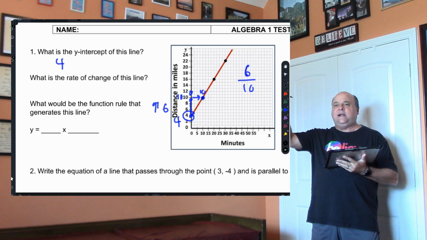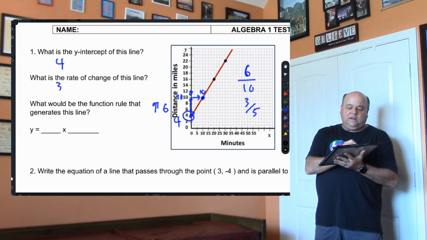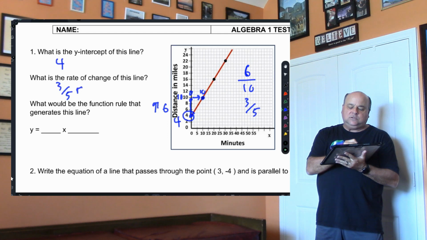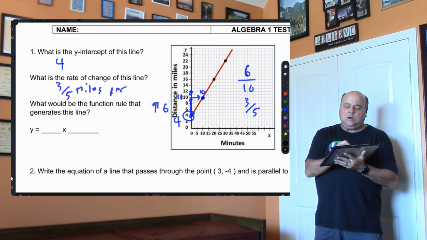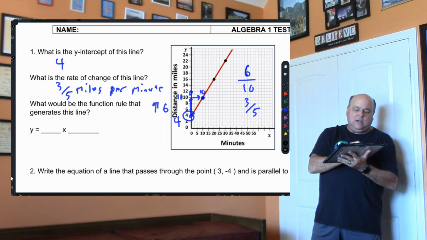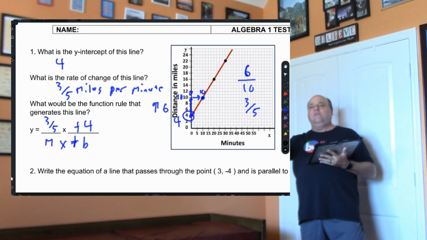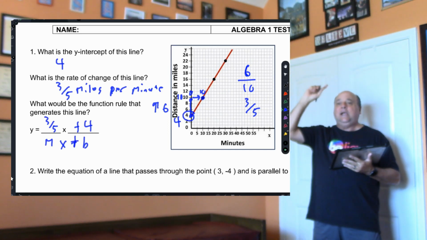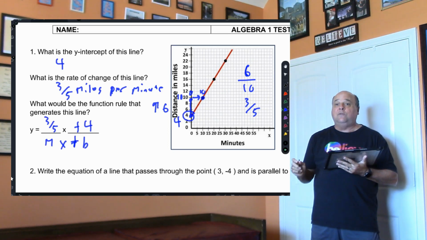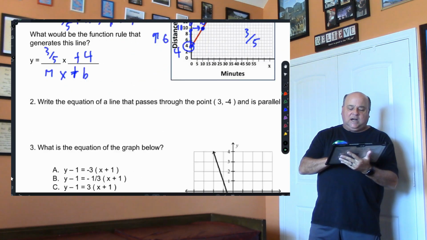Remember, the top number's up or down, the bottom number's to the right. That's going to simplify to 3/5. So the rate of change is 3/5 miles, which is y, per minute, which is x. Remember, this is y per x. The equation would be 3/5 x, that's my m, and my y-intercept is plus 4. So if I were to graph 3/5 x plus 4, I would get that line. And if I hit Control T, I would get those ordered pairs on that T-chart. F-U-N, fun. Let's keep going.